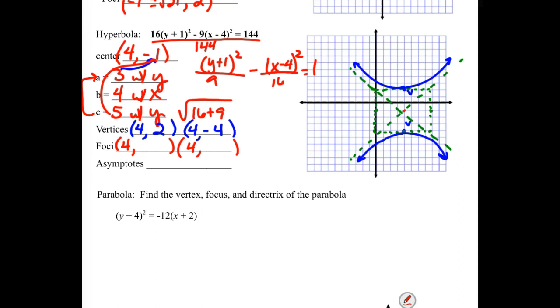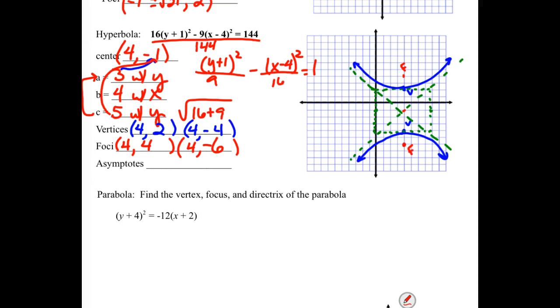Add 5, what do we get? Okay, subtract 5. Okay, so we have foci at (4, 4) and (4, -6).